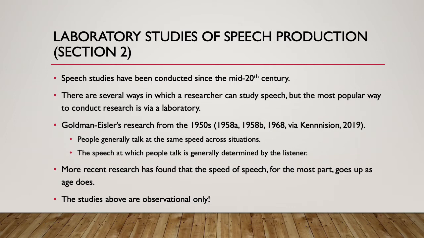One example of this is Goldman Eisler's research from the 1950s. Goldman Eisler's research found that people talk fast or slow across most situations and in most circumstances. Therefore, it is unlikely that a person is talking quickly because they're nervous. Rather, that person probably just always talks at a quicker pace.